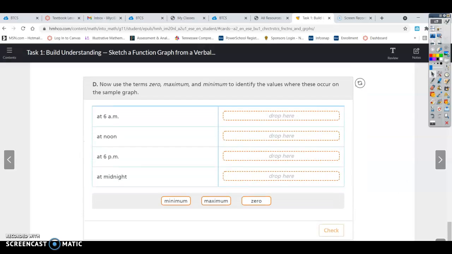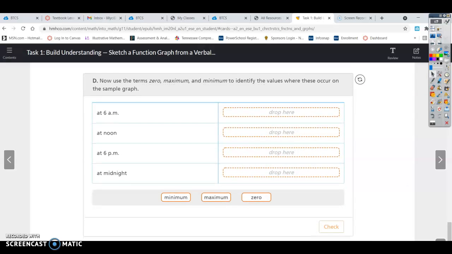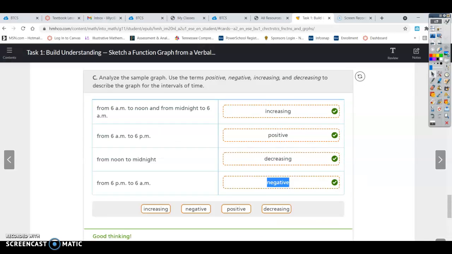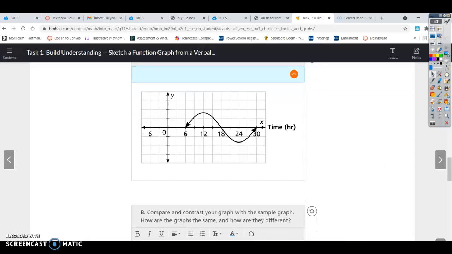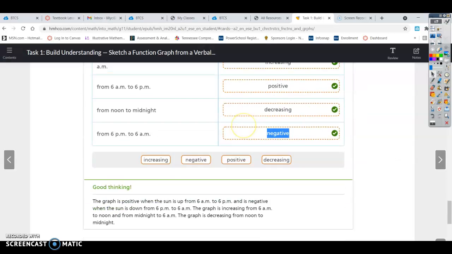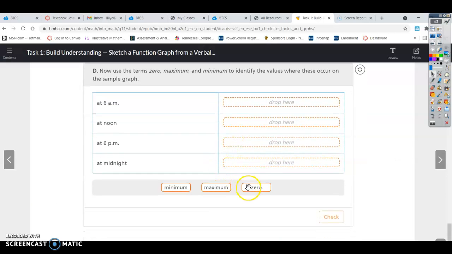All right, last one. Now use the terms zero, maximum, and minimum to identify the values where these occur on the sample graph. All right, at 6 a.m., it's coming up. The sun is coming up. If you look back up here, you can see my graph and the one that is given here. At 6 a.m., they are right about 0. So you're going to put 0 in the first one.